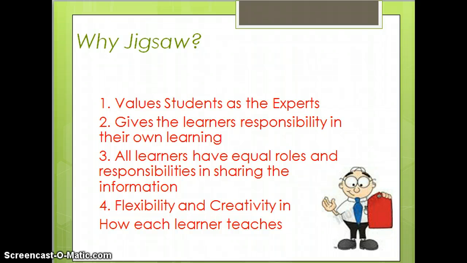And I think the best part, the biggest pro of the Jigsaw technique is that it's quite flexible and creative in how each learner decides to teach it, and that they can use any type of strategy, whether that's case studies, role playing, using examples, whatever they feel they need to use to support them presenting the information that they've just become experts in. And I think that's great to encourage that kind of individuality for our learners in the classroom, because then they're able to relate it to themselves, and that way they make it their own.